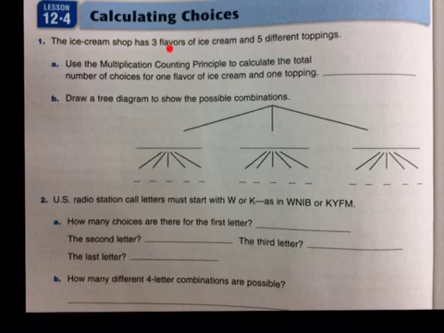Okay, 3 flavors could be strawberry, chocolate, and vanilla, and the toppings could be nuts, sprinkles, chocolate sprinkles, whatever. Use the multiplication counting principle to calculate the total number of choices for one flavor of ice cream and toppings. So how many different combinations can you have of ice cream and toppings?